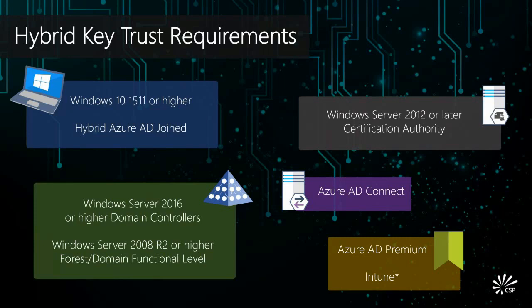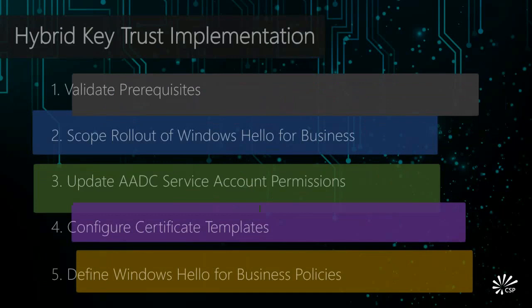Now I also have Intune listed here, but I have a little star by that because it's not a requirement, but it is if you want to leverage some of the cloud-based management for some of the policies versus using group policy. I'm going to walk through the group policy process in our demo here, but if you wanted to leverage Intune and device management from the cloud, you could use that as an alternative. And in that case, you would have to have Intune licensing available as well.